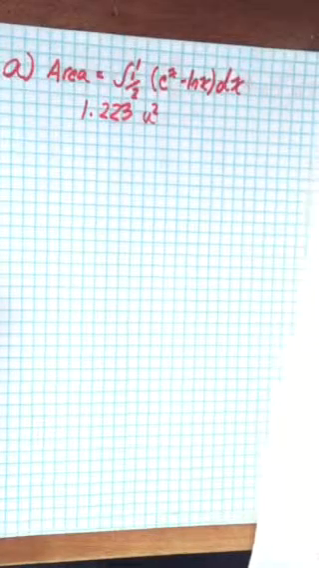So let's look at question B. Find the volume of the solid generated when the region enclosed by the graphs of f and g between x equals 1/2 and x equals 1 is revolved about the line y equals 4.